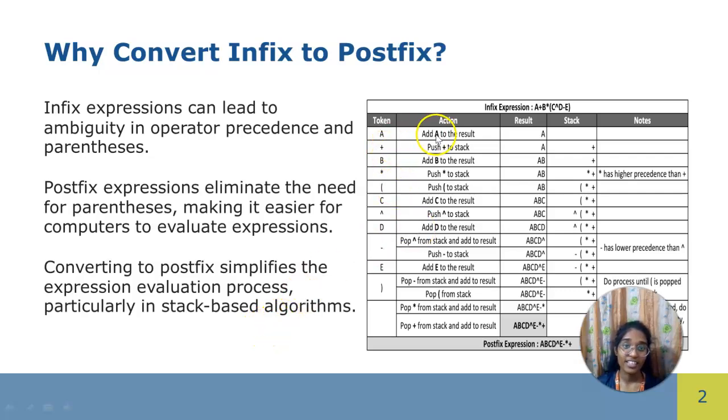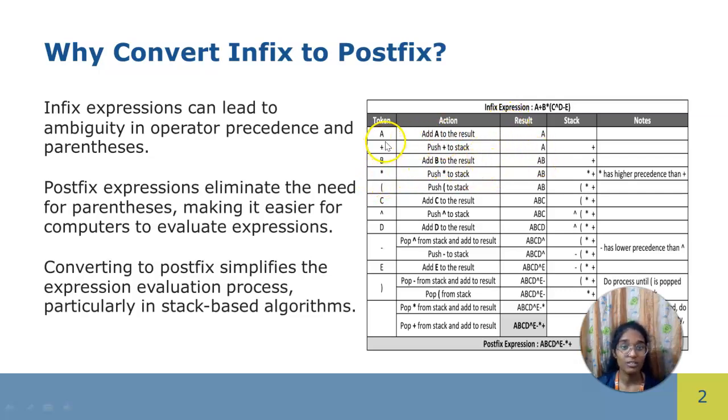These are operators and a, b, c are operands. Operators are pushed to the stack, and operands go to the result. For example, b is pushed to the result.